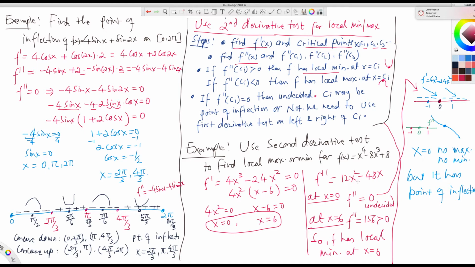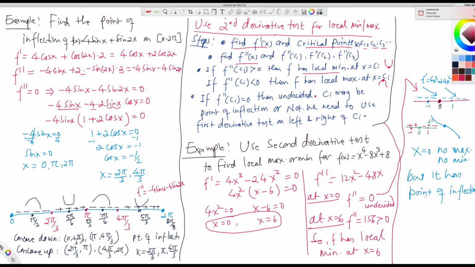If I plug in negative 1 into the second derivative, what do you get? 12 times negative 1 squared is positive, minus 48 times negative 1 is positive. So this is positive, right? On the right, it will be 12 minus 48 if you plug in 1. 12 minus 48 will be negative. So it is concave up on the left side and concave down on the right side. So it is basically the point of inflection.